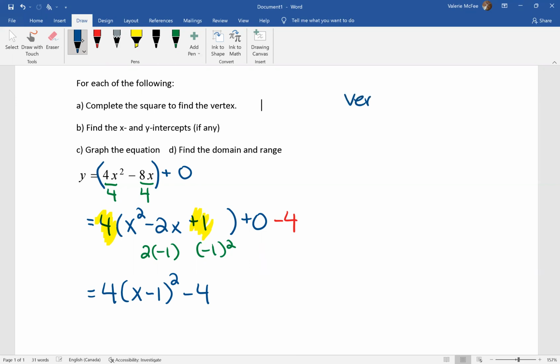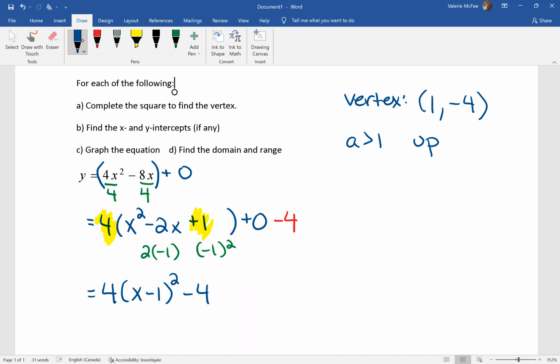So the vertex then, we use the opposite of the sign beside h, so +1. We use the sign we find beside k. There's our vertex. I didn't ask you to determine whether or not the graph opens up or down, but we see that a is greater than 0, so we know that this graph will open up.